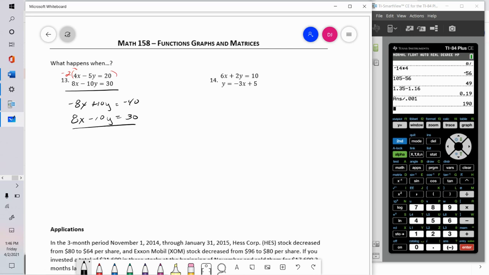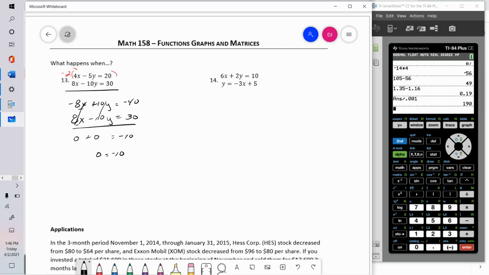Now notice what's happening here on the left-hand side. -8x plus 8x is 0. 10y minus 10y is also 0. -40 plus 30 is -10. So we have 0 equals -10.